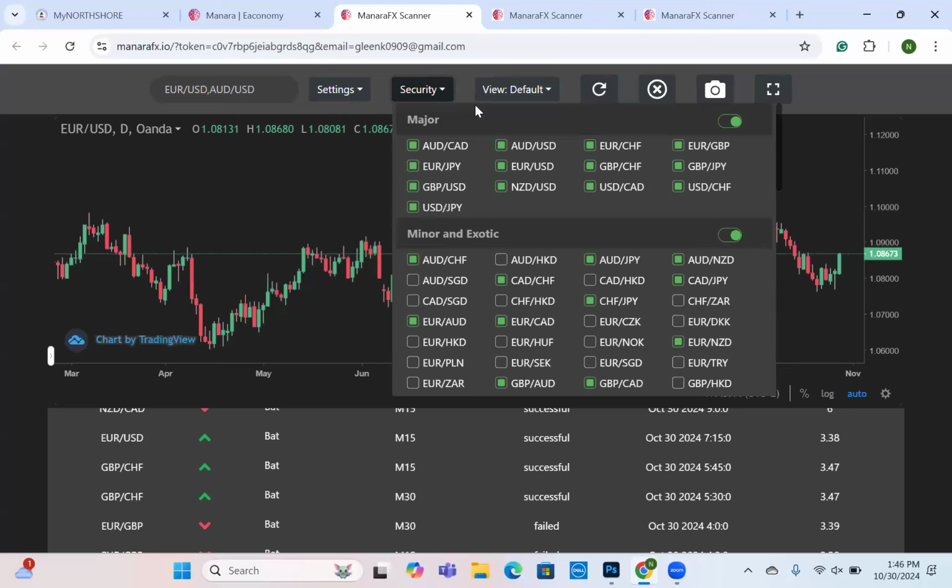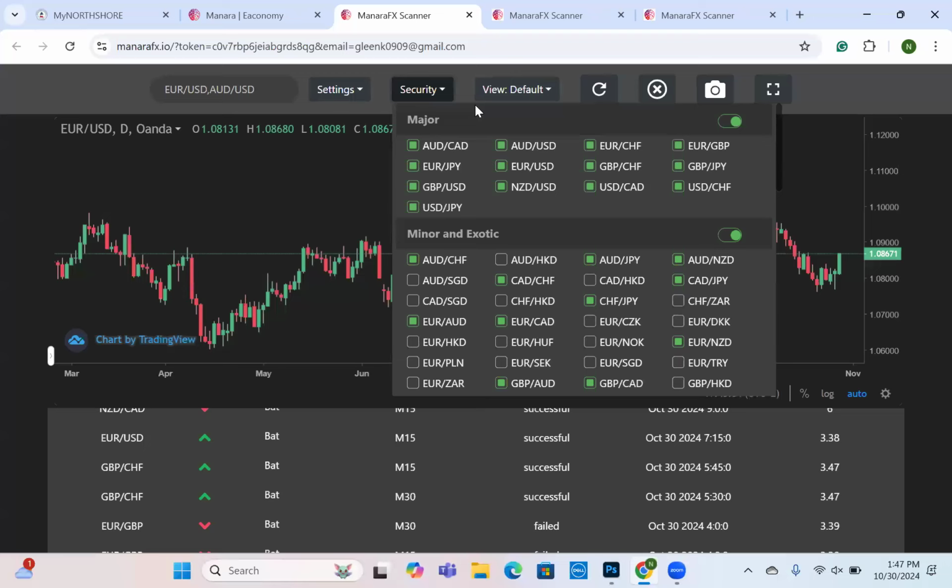But for my own minor pairs, I turned everything off and just left euro card and CHFJPY. So it all depends on you. You can leave it like that. Your majors must be turned on. You are trading all major pairs. Minor pairs, you don't need too many.